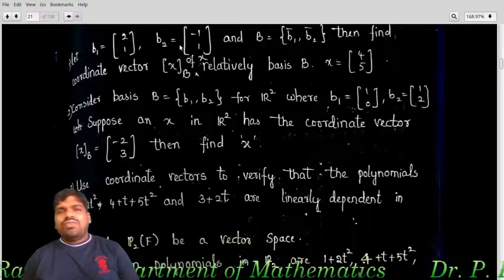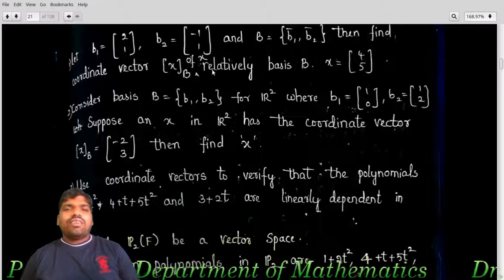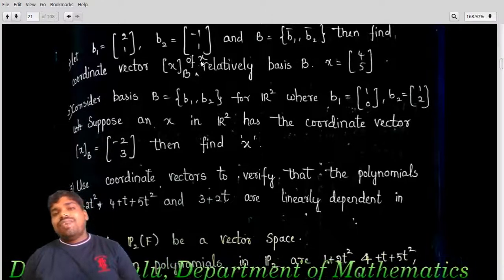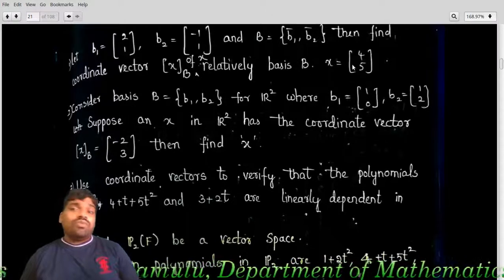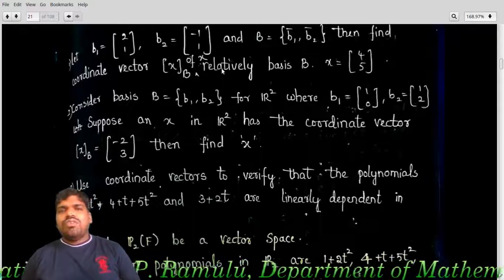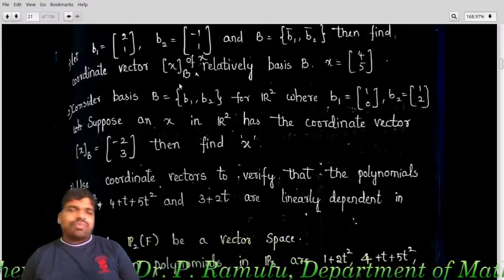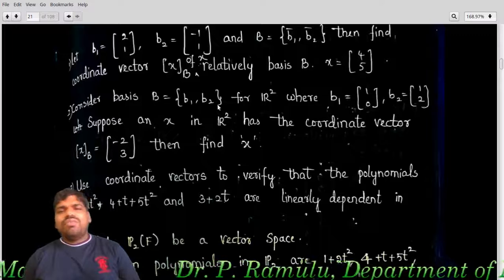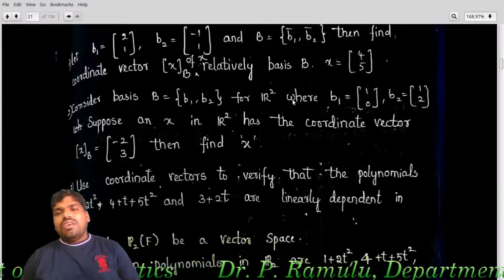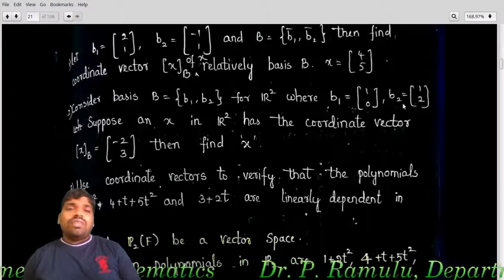You can solve the next problem using the same method: b1 = (1, ...), b2 = (1, ...), B = {b1, b2}. Then find the coordinate vector [x]_B of x relative to basis B, where x = (4, ...). We already solved a similar one, so you can find this on your own. Now consider the basis B = {b1, b2} for R², where b1 = (1, 0) and b2 = (1, 2).